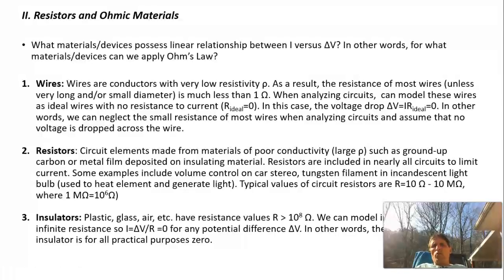In the homework problems and in household wiring, you'll see that they have a small amount of resistance. So wires we can use Ohm's law for, and we're going to simply assume that the wires have 0 resistance in our circuit analysis. The second class of materials and devices are what are called resistors. These are circuit elements that are made of materials that have poor conductivity. In other words, the resistivity is very large.